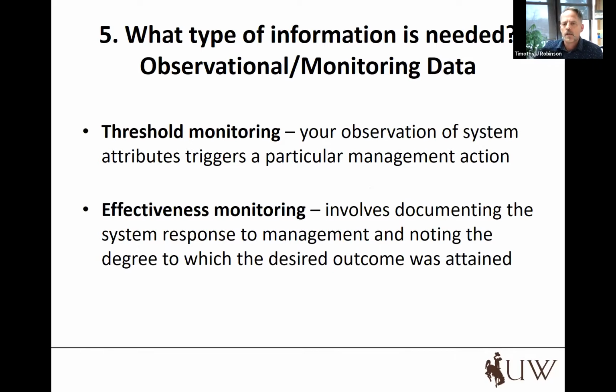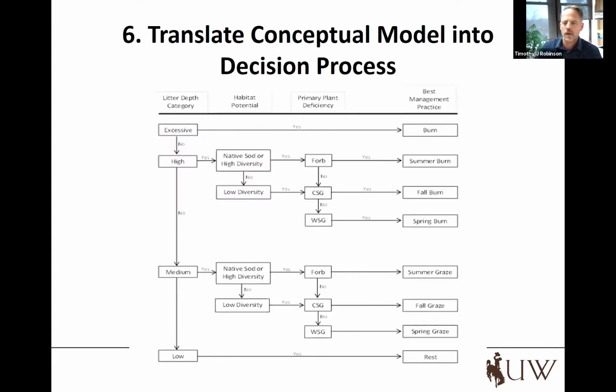In threshold monitoring, you observe the system, and your observation of that system will trigger a particular management action. So let's go to this little map. Let's say that our litter depth is high. On the very left-hand portion of the slide, that suggests we have to measure litter depth at the WPA level. We get a measure for it, and it's classified as high. If we think there's high litter depth, then we go over to the primary plant deficiency. If the primary plant deficiency is forbs, and we're talking about native sod or high diversity sod, then we're going to burn that particular WPA in the summer. Now, if your primary plant deficiency was a cool season grass or a warm season grass, and you're in a low diversity plot of land, then you're going to burn it either way. If it's a cool season grass, you're going to burn it in the fall. If it's a warm season grass, you're going to burn it in the spring.